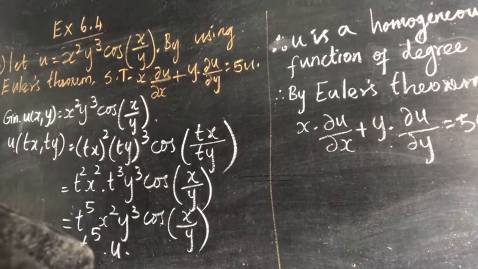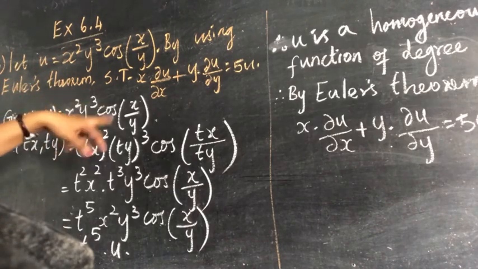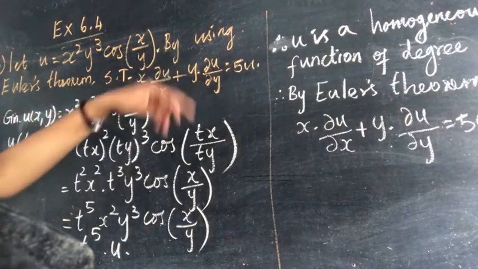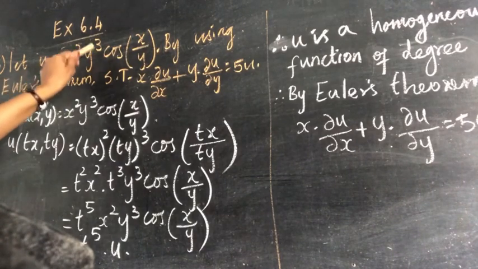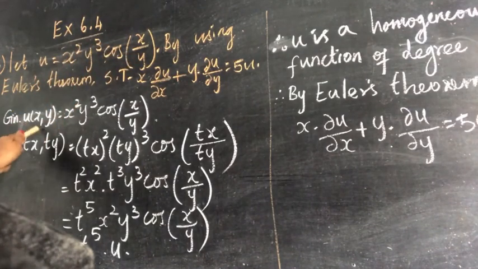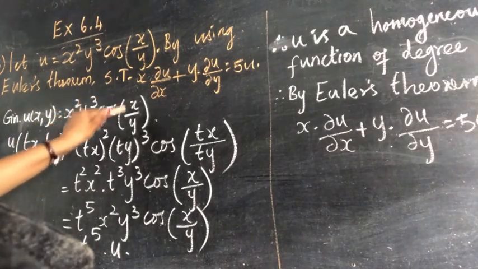Fifth problem, let u is equal to x square y cube cos x by y. By using Euler's theorem, show that x into dou u by dou x plus y into dou u by dou y is equal to 5u. It is given that u is equal to x square y cube cos x by y. So, u of x comma y is equal to x square y cube cos x by y.